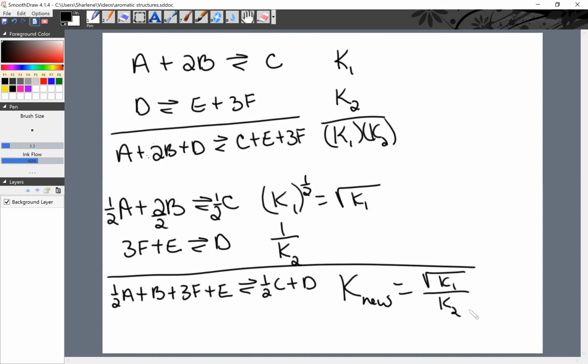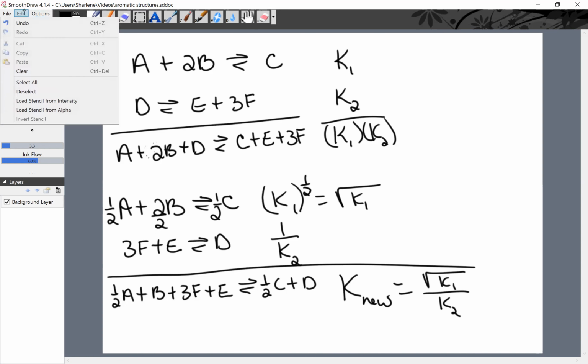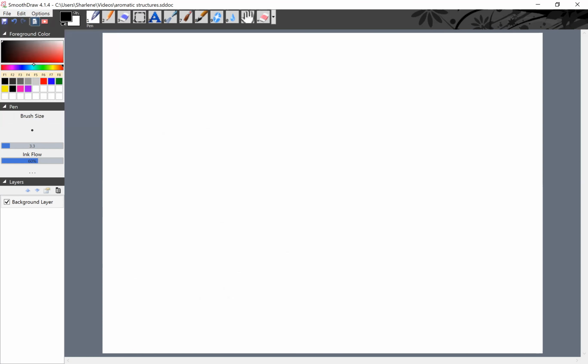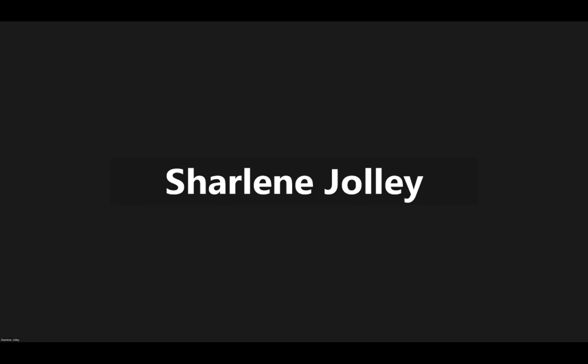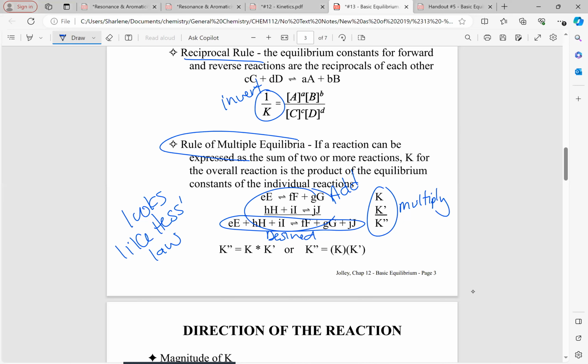All right, in the handout, there's a few problems for you to play with. And now let's go back to our notes. So that is what we just did, the rule of multiple equilibrium. It looks like Hess's law in thermodynamics.